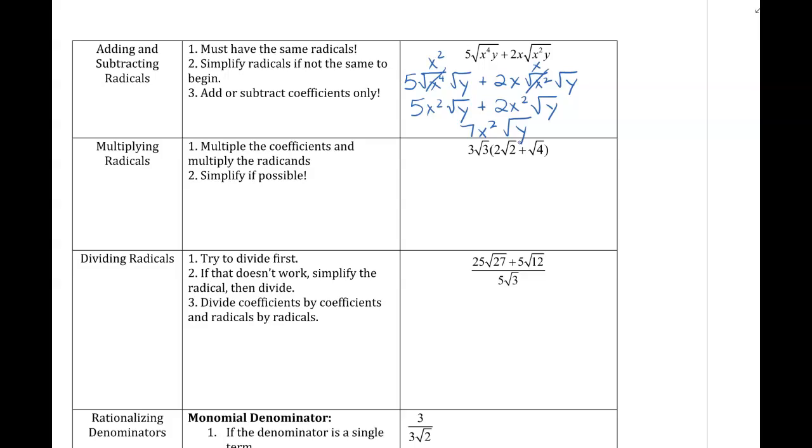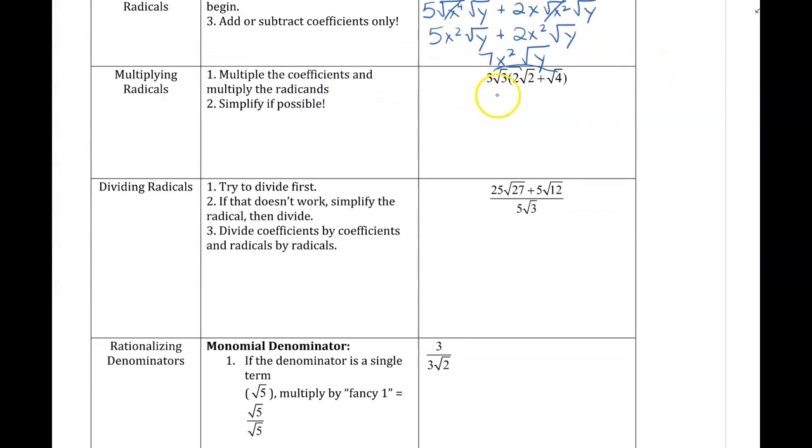When you are multiplying radicals, you do not need like radicals, so I can just distribute those two terms out. When we multiply the coefficients, 3 times 2, we get a 6. Radical 3 times radical 2, we get a radical 6. When I multiply my next step, this coefficient, if you don't see it, is assumed to be 1. Multiplying the coefficients together, 3 times 1, we get a 3. Radical 3 times radical 4, we get radical 12.